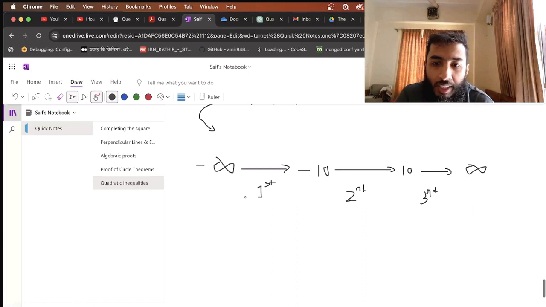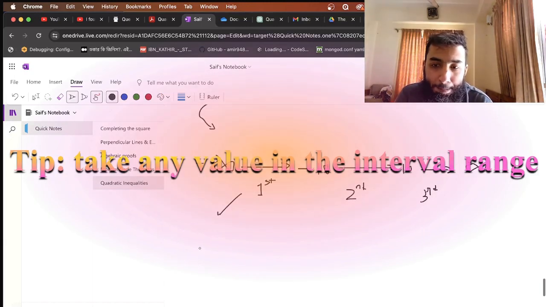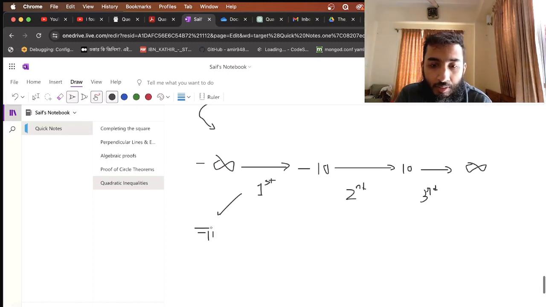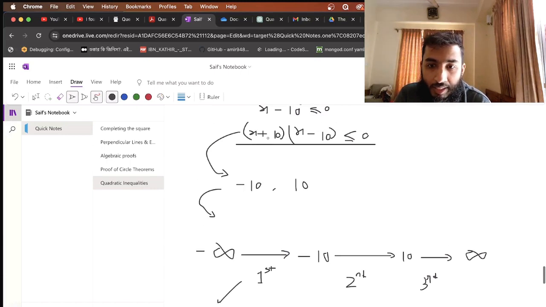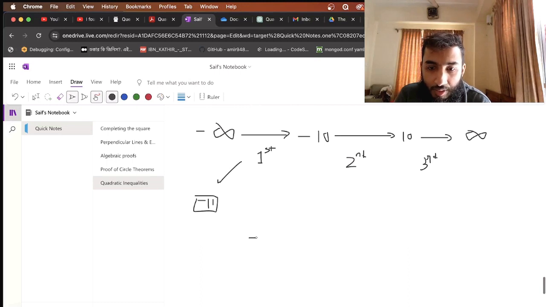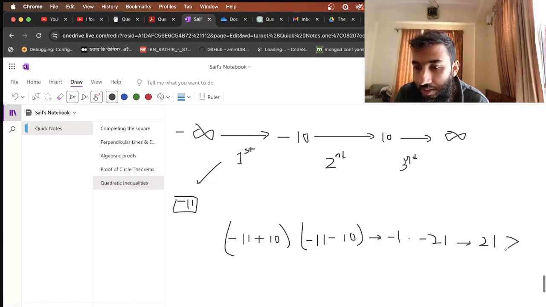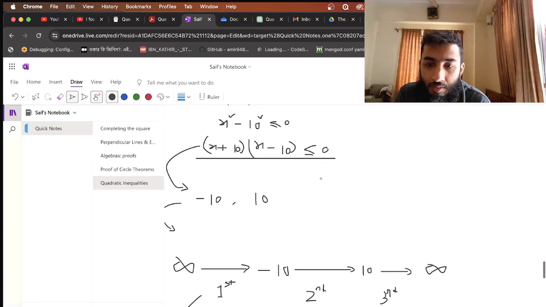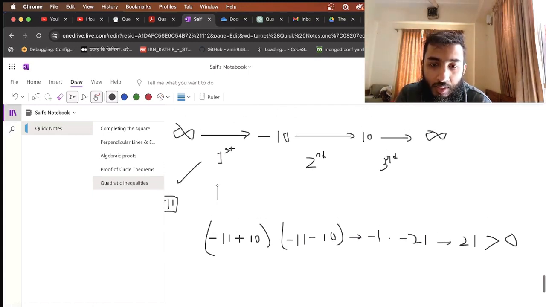So if you take one value from each of these intervals, let's say what is between minus infinity and minus 10, let's say something like minus 11. Let's use minus 11 as a value and use it in this inequality. So if you use minus 11 here, minus 11 plus 10 and minus 11 minus 10 is what? Minus 11 plus 10 is minus 1, and minus 11 minus 10 is minus 21. So if we multiply minus 1 with minus 21, we get positive 21, which is greater than 0. So it does not satisfy the condition less than or equal to 0. So the first interval is false.